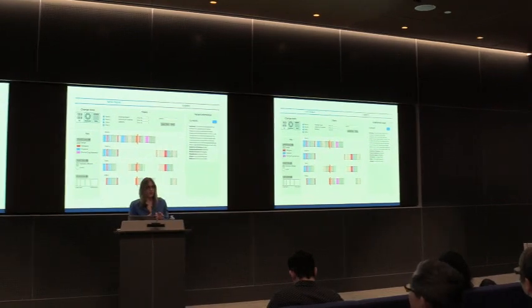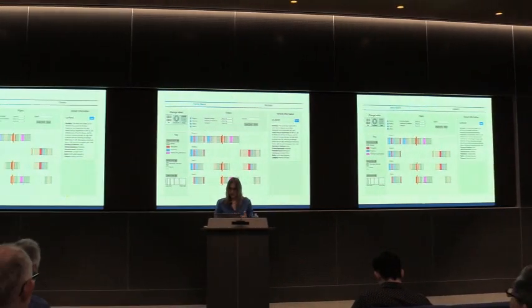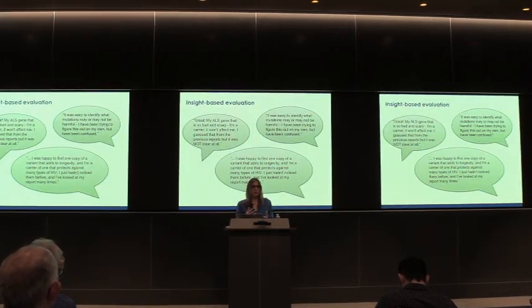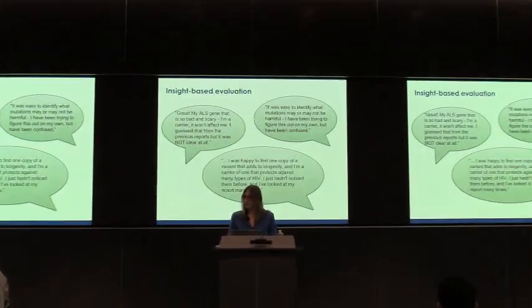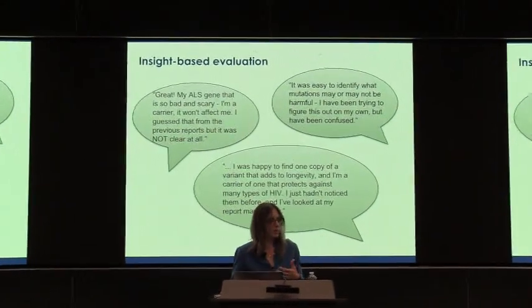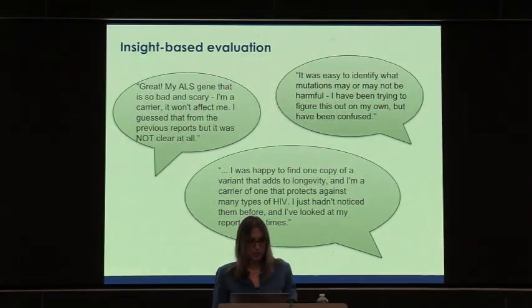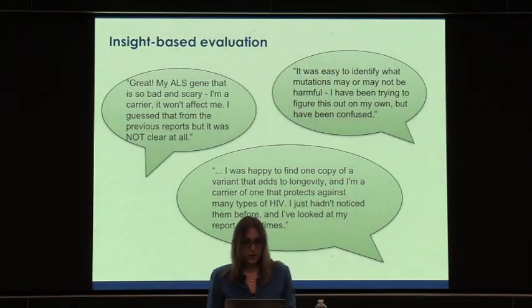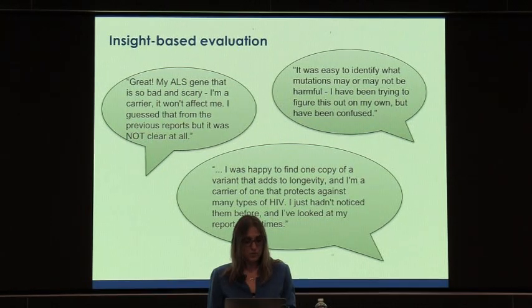So we've seen in the video different mechanisms, and I mentioned that evaluation was mostly based on insight-based evaluation. Of course, we also studied usability, but for us, the most interesting is what other insights people could have about their genome, and I'll just read a couple. It was easy to identify what mutations may or may not be harmful. I've been trying to figure this out on my own, but have been confused, and that's related to different visualization.